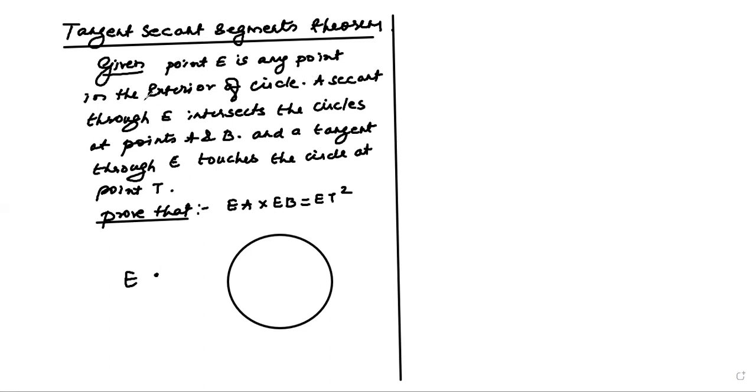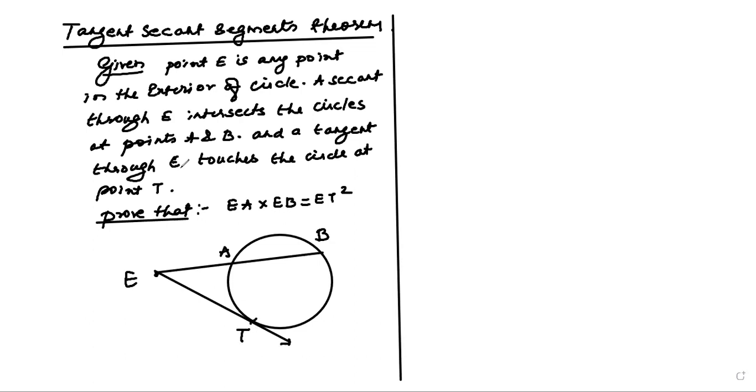Point E is any point in the exterior of a circle. Can you see the circle? A secant through E intersects the circle in points A and B. I will draw a secant. This is a secant, children. And a tangent through E touches the circle at T. You can see this is a tangent through E. It touches the circle at T.